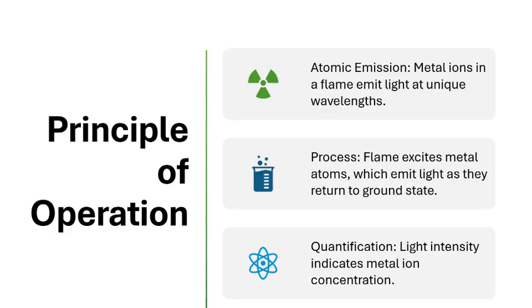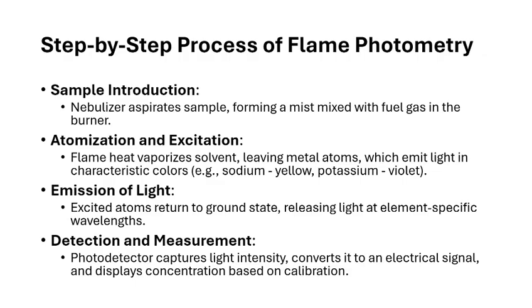So, coming to the principle of operations. Flame photometry works through a step-by-step process. First, the sample is introduced via nebulizer, forming a mist mixed with fuel gas. The high temperature flame vaporizes the sample, and the metal atoms emit light characteristic to their wavelength. This emitted light is captured by a photodetector, converted into an electrical signal, and displayed as the concentration of the metal ions. So this is the step-by-step process of flame photometry.